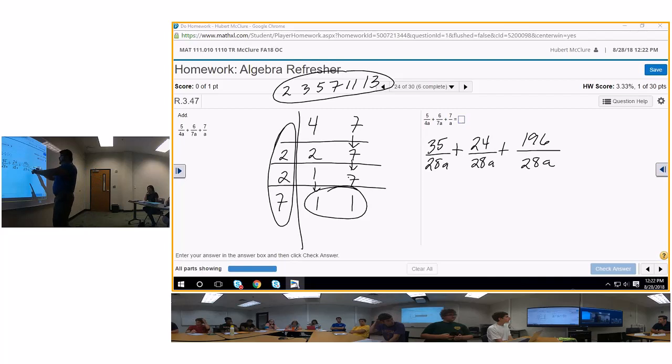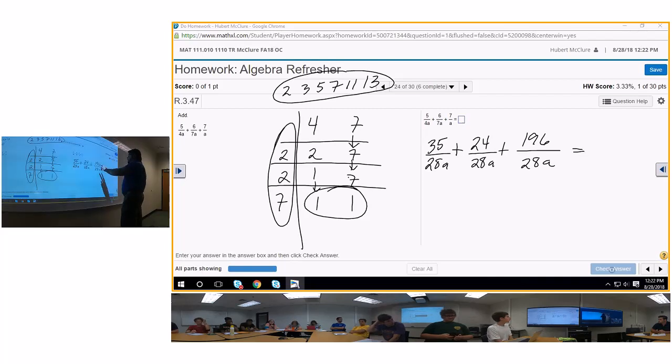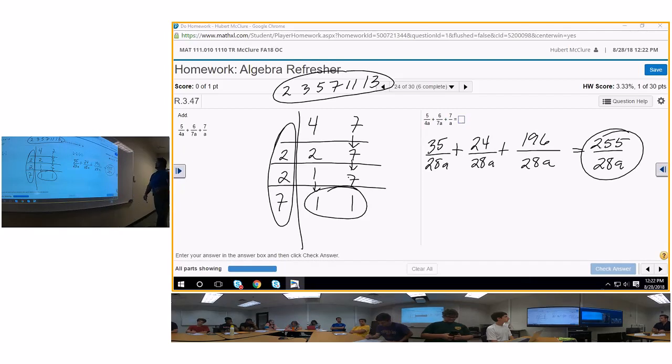All right, 196. Bad, Hubert. Shut up, Hubert. 196 plus 24. Well, 4 plus 196, 2, so that'd be 220. 220 plus 35 is 255. So that'd be 255 over 28a. Somebody check me. Sure. So that's your answer.